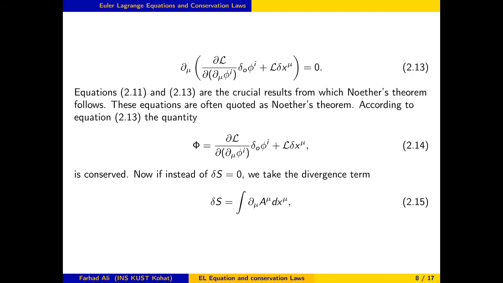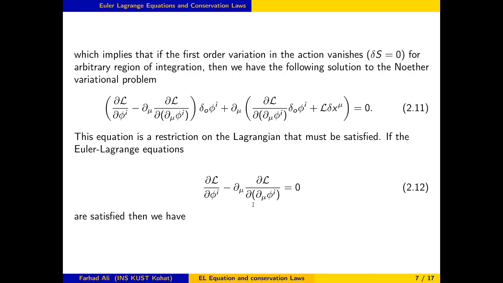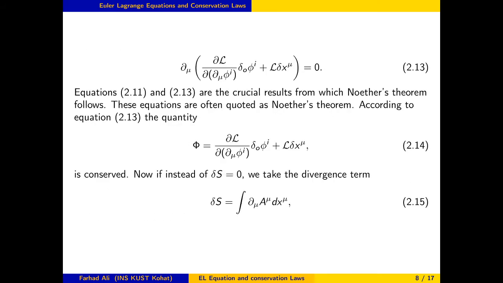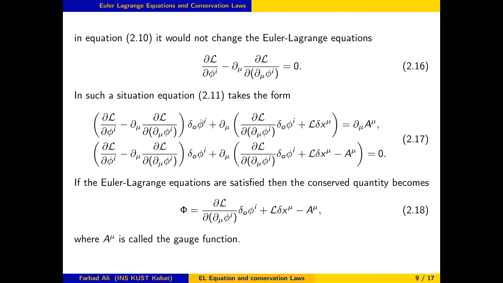generally the variation in the action is not 0, but it is equal to some divergence term. So putting this divergence term over here in equation 2.10, we get this information: the integrand will be this thing, the whole of this one up to here is the previous one, minus the total derivative of A equal to 0. I put it on this side.